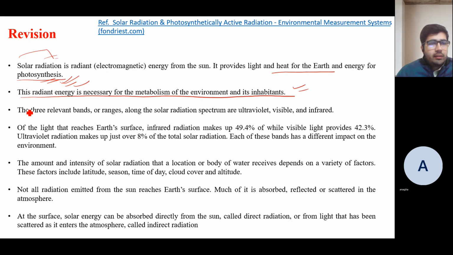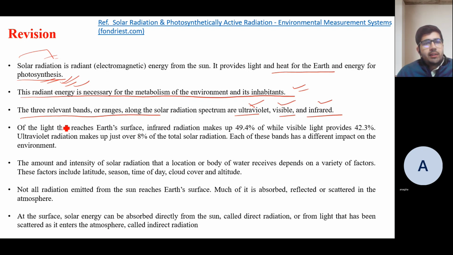So basically there are three relevant bands or ranges along the solar radiation spectrum: ultraviolet, visible and infrared. So the solar radiation is coming in three bands: ultraviolet, visible and infrared. We will see in the next slide what the wavelength ranges are for these three. So just remember now: ultraviolet, visible and infrared. These radiation spectra are coming in the solar radiation.